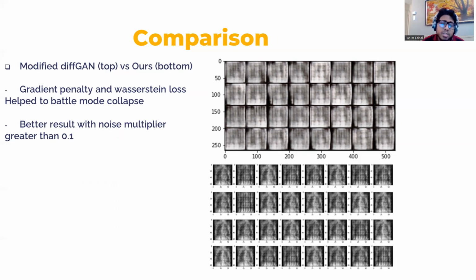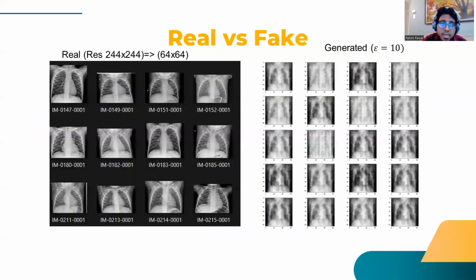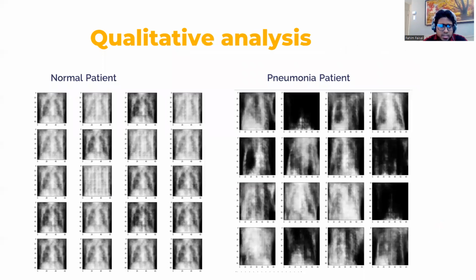In DivGAN, we can see that mode collapse is occurring, because there is less diversity and a single X-ray image is being repeated. But in our case, using the WGAN's loss helped to battle the mode collapse, and we can see diversity in the generated X-ray images. We used a high noise multiplier of 0.7, but still it generated a better result. Those are the real images that are used for training, and those are the generated images. For qualitative analysis, we are showing the normal patient's data and the pneumonia patient's data, which is generated using a noise multiplier of 0.7.